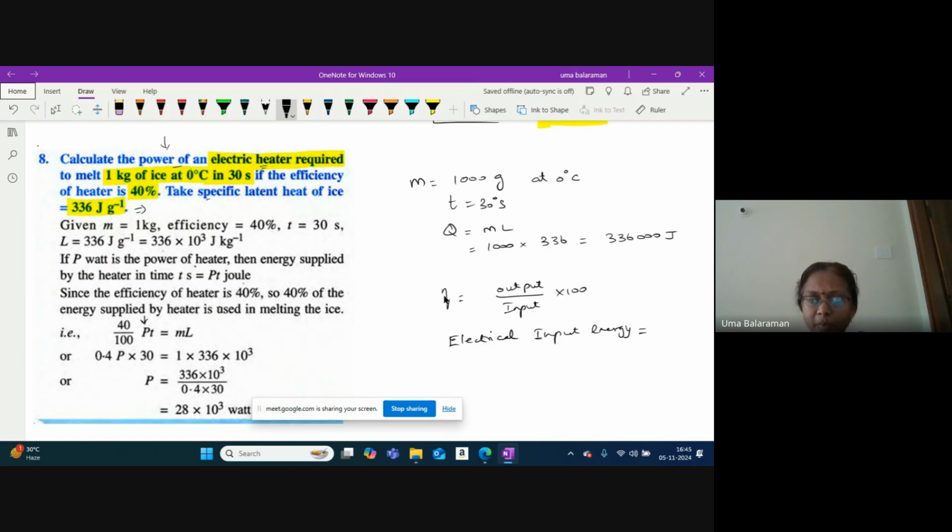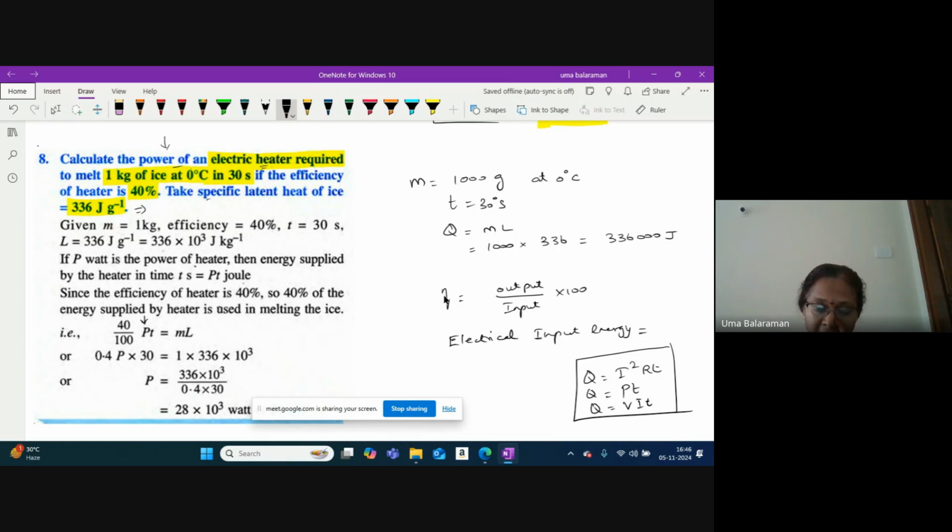Did you study this formula, ma'am? P into T? Efficiency is output by input. Q is equal to I square RT. This you will study in the electrical lesson. Q is equal to VIT.